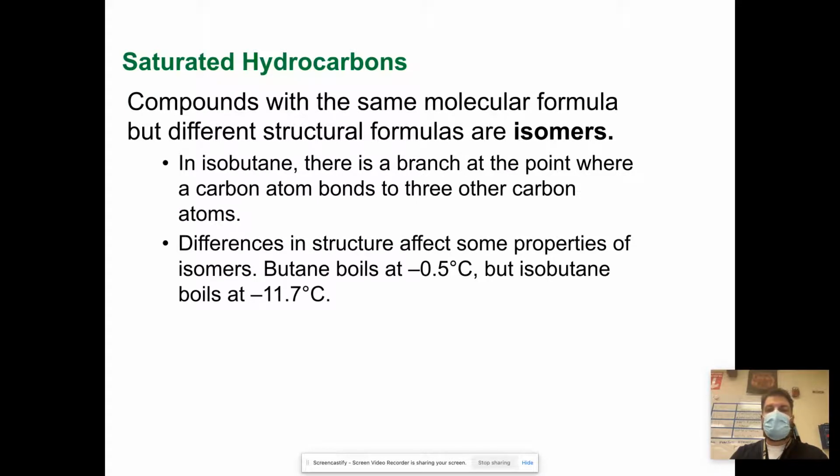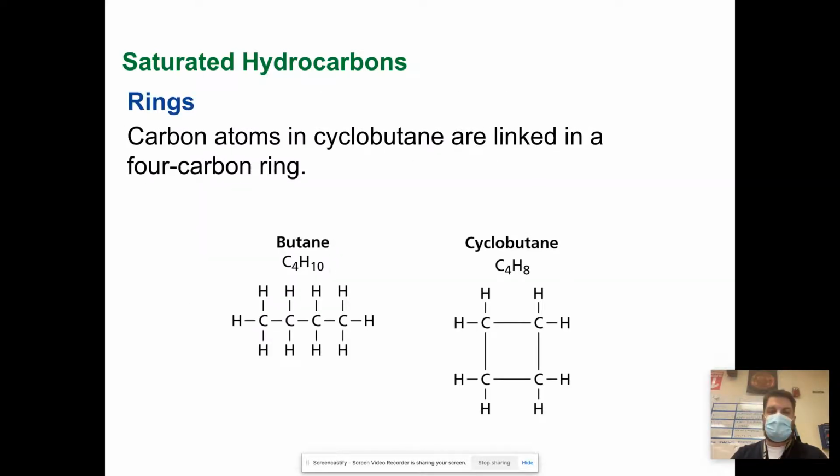And in isobutane, there is a branch at the point where the carbon atom bonds with 3 other carbon atoms. The differences in the structure affect the properties of the isomers. Butane boils at negative 0.5 degrees Celsius, while isobutane boils at negative 11.7 degrees Celsius. Here's another isomer and saturated hydrocarbon.